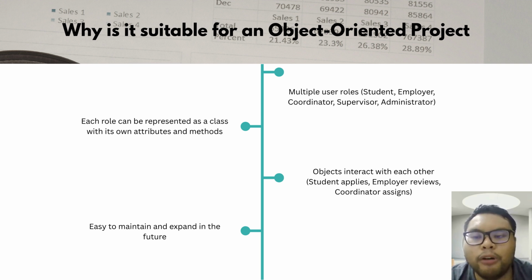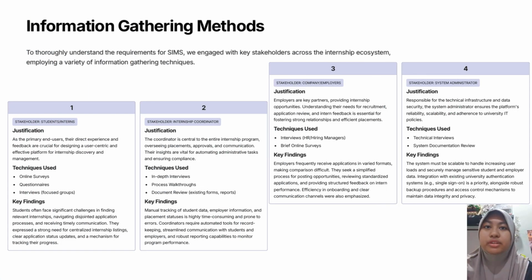The system also involves interaction between different objects, such as students applying to vacancies that were posted by the employers. Lastly, the system can be easily expanded in the future by adding new features or adding user roles without affecting the entire system. So next, let's move on to our next slide, the information gathering methods.